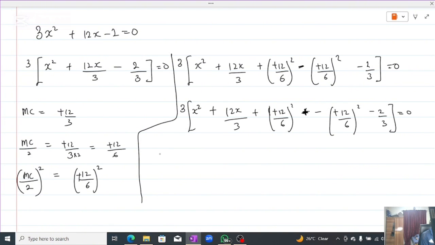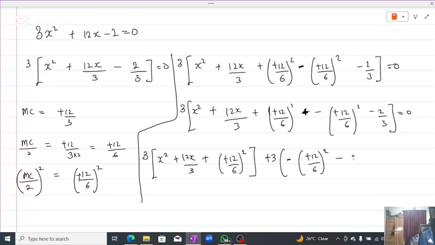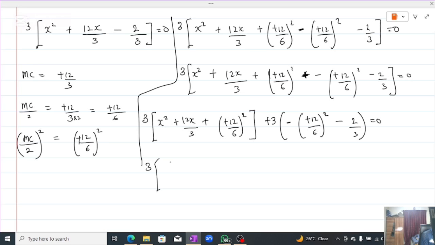In this case now, I can open the bracket with the 3. That will be 3 in bracket of x square plus 12x over 3 plus 12 over 6 square. Then I have plus 3 in a bracket of minus plus 12 over 6 square minus 2 over 3 equal to 0. You will get what I'm trying to do now. So I have 3 in bracket of, I can factor this and then I put it in a simple bracket. I have x plus 12 over 6.